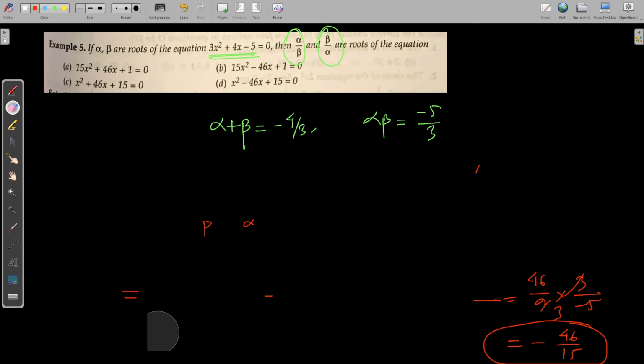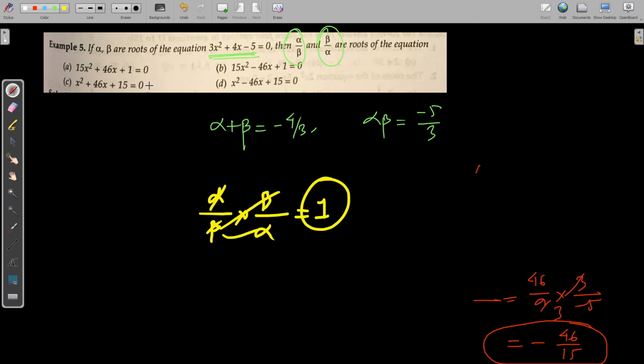Now we will find the product of the roots. So the roots are what? The roots are alpha by beta and beta by alpha. So let's find the product of the roots, alpha by beta into beta by alpha. See, you can easily see it will get cancelled. So the product of the roots is 1.